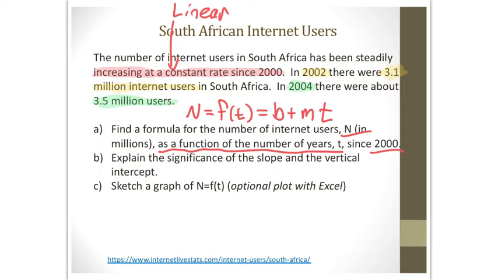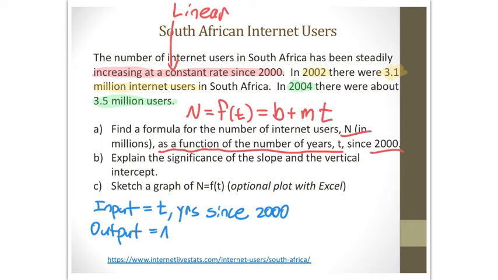So what are our units here? We have input, which is t, and this is measuring years since 2000. And then we have an output, which is n, and that would be the millions of internet users.